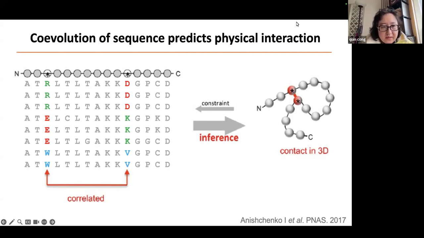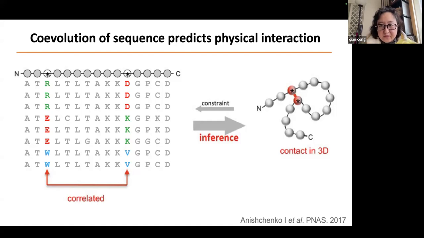example. If you study protein sequence alignments, on the left, this is a protein sequence alignment. In addition to those positions that are conserved, there are also pairs of positions where the change in one position seems to influence the change in the other position. These correlated positions in a sequence alignment usually are caused by the fact that these two positions come close to each other in the 3D space.